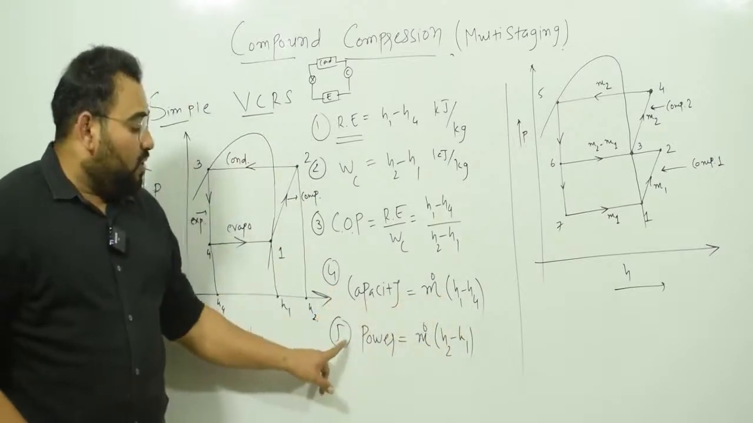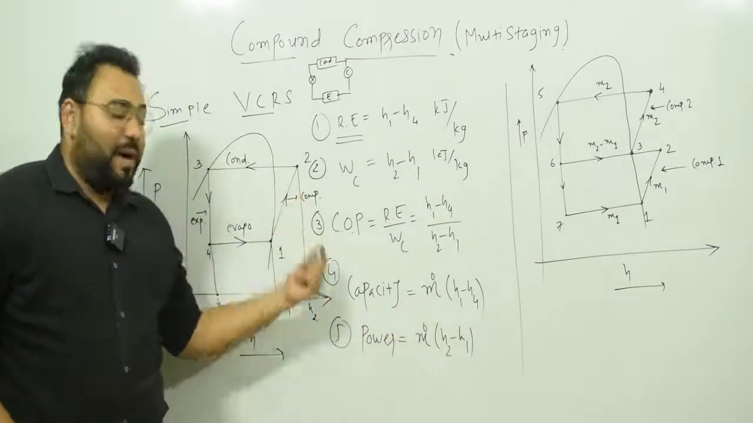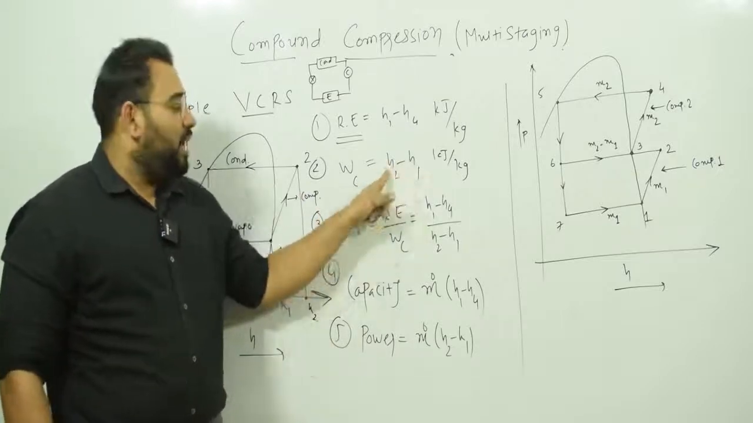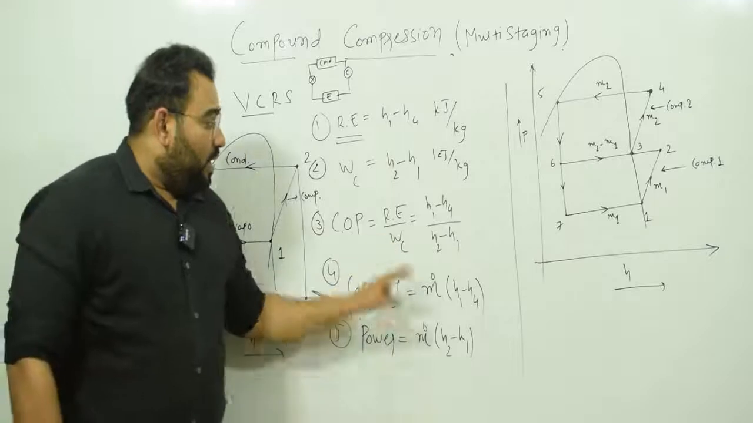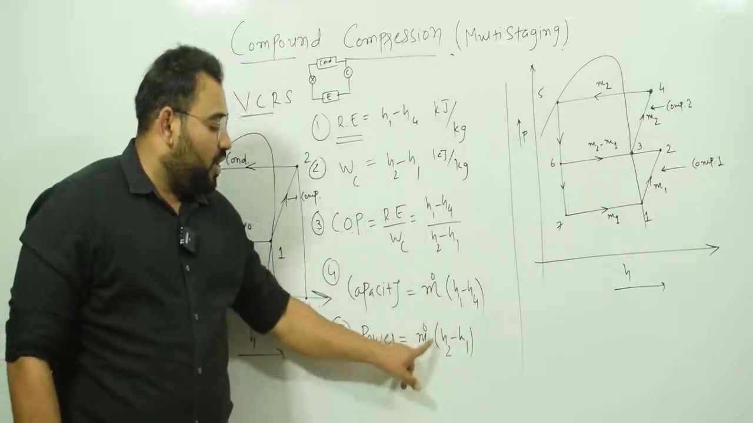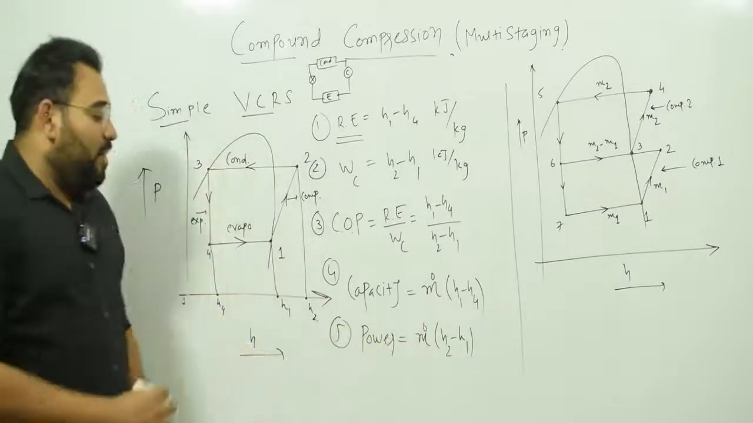Same way, if someone says find out the power, meaning compressor power, what you have to do? You have the work done by the compressor, multiply with mass flow rate. So compression work is H2 minus H1 multiplied with mass flow rate of refrigerant. So mass flow rate into H2 minus H1, this will become power.